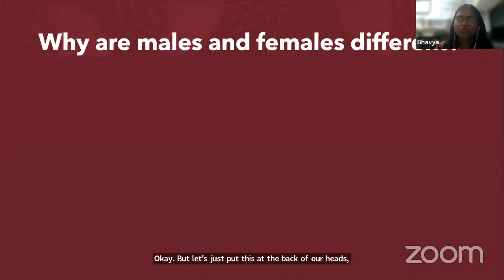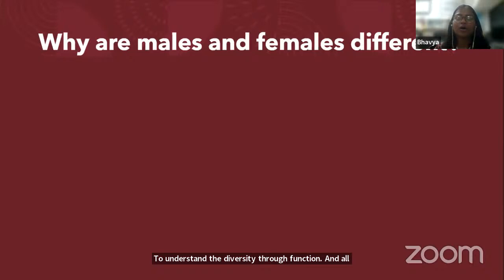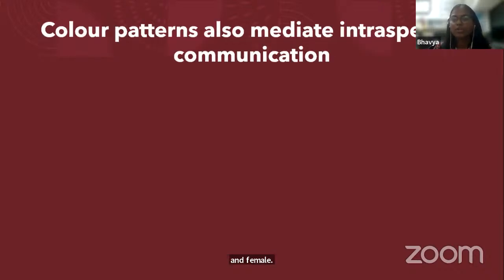And I want to move back into the function of colors and trying to understand the diversity through function. All this time I've been talking about how color can act as a communication signal between a prey and a predator, so basically two different species. But here with male and female, it's the same species. So color patterns can also mediate intraspecific communication, between males and females of the same species.